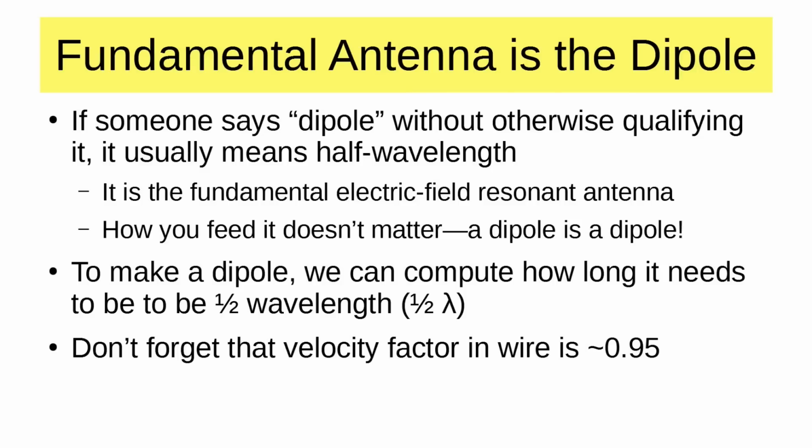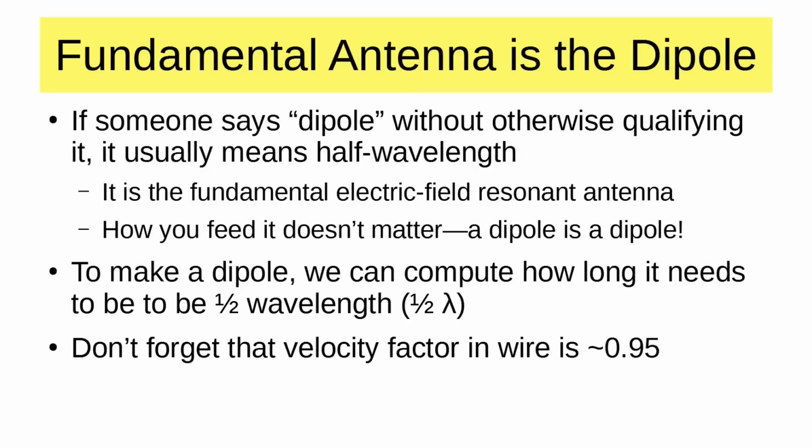Now, are there antennas that are not electric field resonant? Yes. There are so-called wave antennas like the rhombic, which is not a resonant antenna. You've got your G5RV, which is not a resonant antenna. You've got all different kinds of antennas, but your fundamental electric field resonant antenna is a dipole. How you feed it doesn't matter.